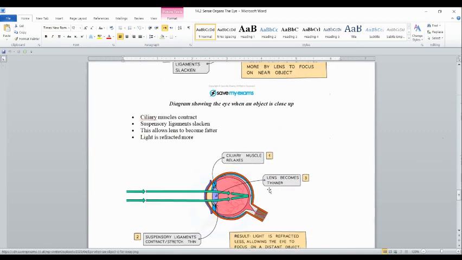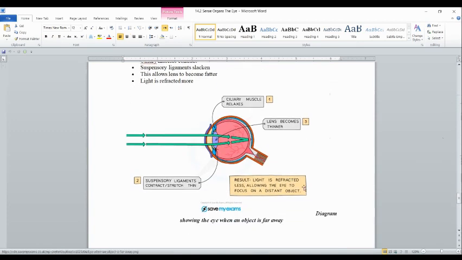Let's see here. Ciliary muscle relaxed. Again, opposite. The light is coming from afar. And these ligaments here, the suspensory ligaments, contract. They pull the lens, make it thinner, less curved. The curvature decreases. And at the same time, the ciliary muscle relaxes. If they relax, it means the iris stays at the same point. So the light is refracted less, allowing the eye to focus on a distant object.